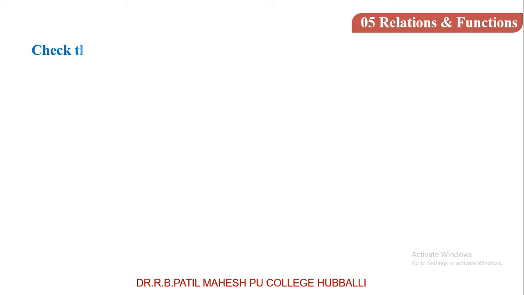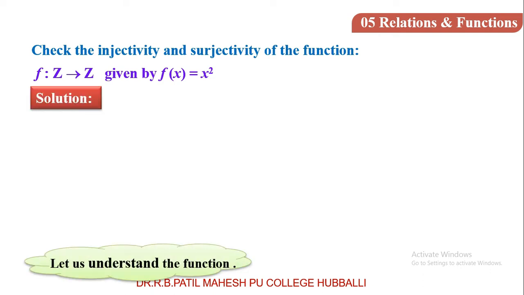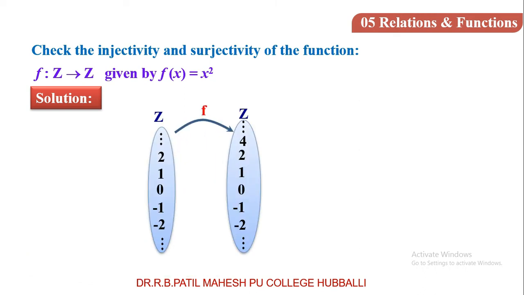Next, again the same question, but f is from Z to Z, set of integers to set of integers. Again f of x equal to x square. Let us understand the function with the arrow diagram. f from Z to Z, Z means set of integers. Dear students, when you take 0, because of Z you can take 0, 0 square will be 0. So 0 is related to 0. 1 is related to 1. What about minus 1? If you take minus 1, the whole square will be plus 1. So minus 1 is related to 1, that you can see here.